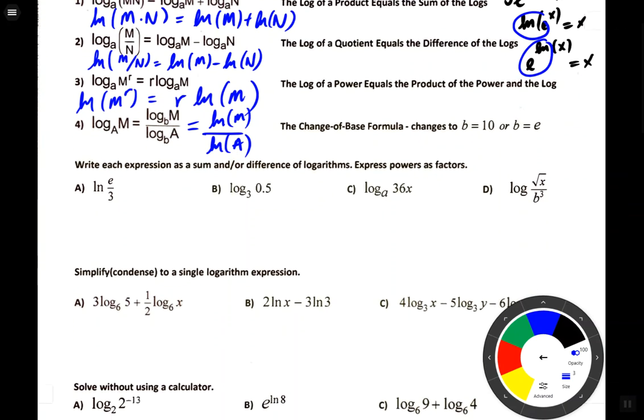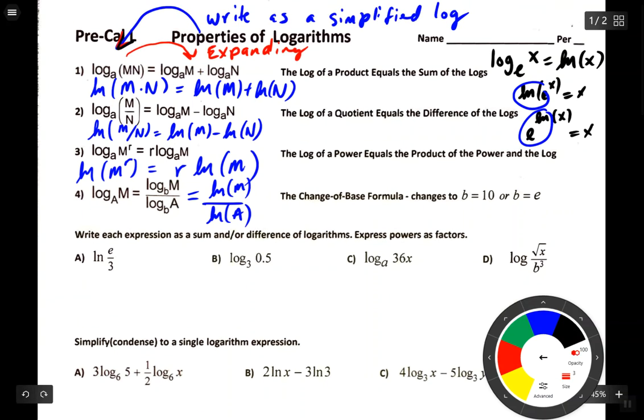All right, we're going to do some of these. I'm going to do some, you're going to do some. We're going to start with this one. Notice it's a quotient. So I just want you to look up there. Would you use property 1, 2, 3, or 4 if it's natural log of a ratio? Not 4. It's 2. So you're going to do it like property 2.